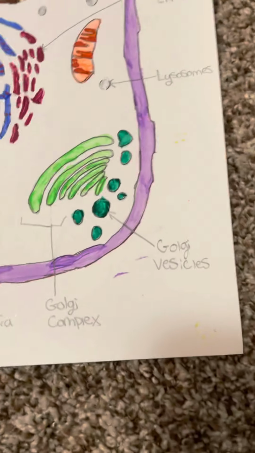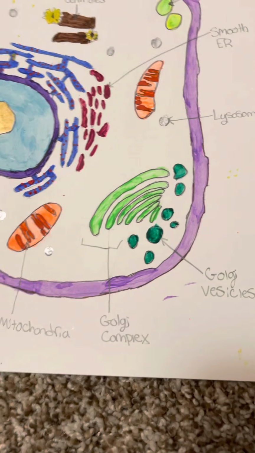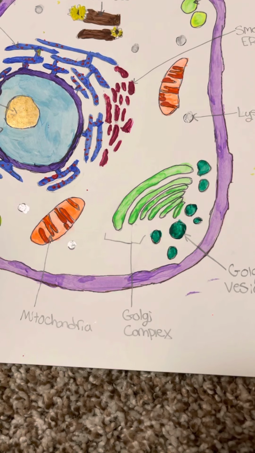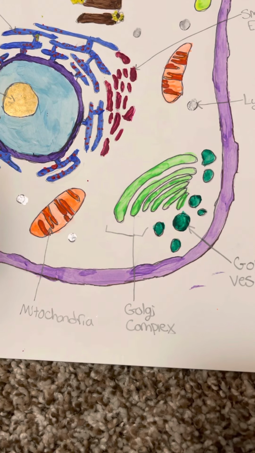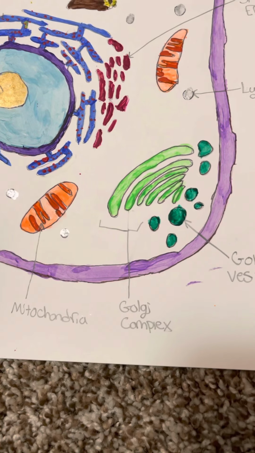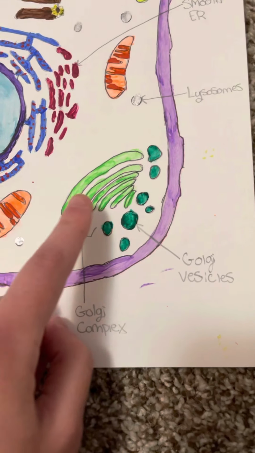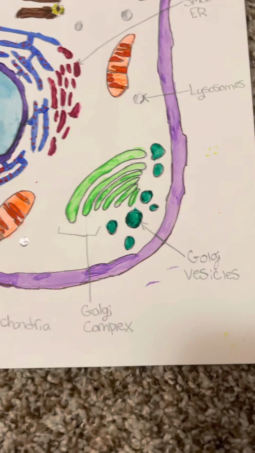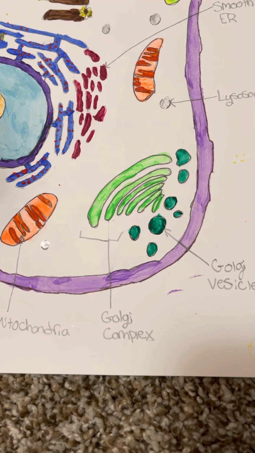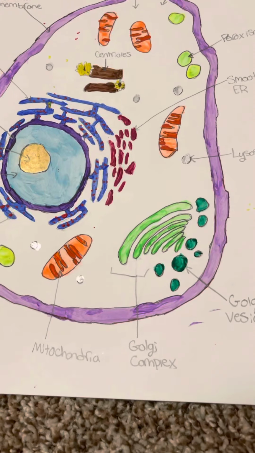The Golgi complex, which is right here, the lighter green, is small stacks of cisternae that finish off proteins and synthesize carbs, then transport those finished products. And they transport through the Golgi vesicles, which are these dark green circles right here, and they package the finished proteins and transfer them around the cytoplasm, so all throughout the cell.